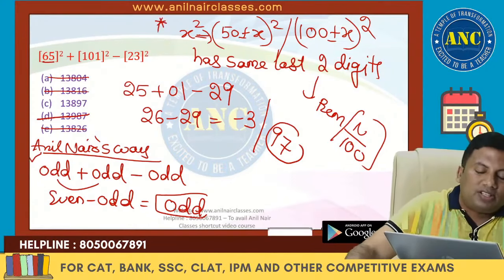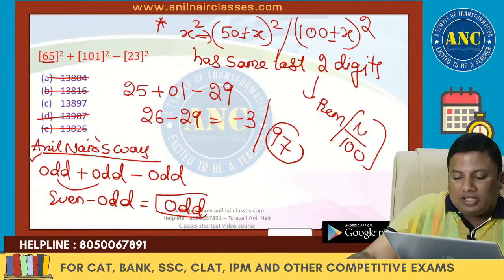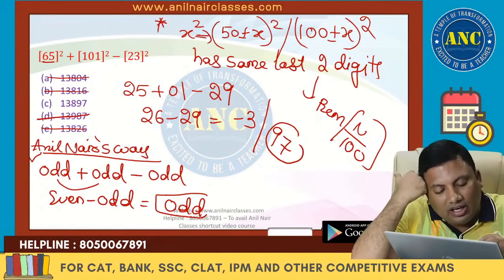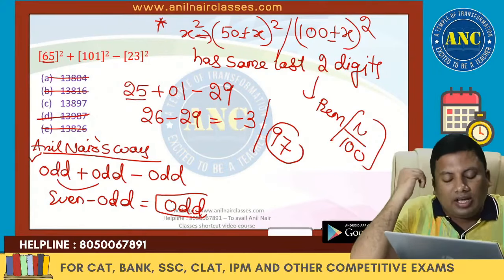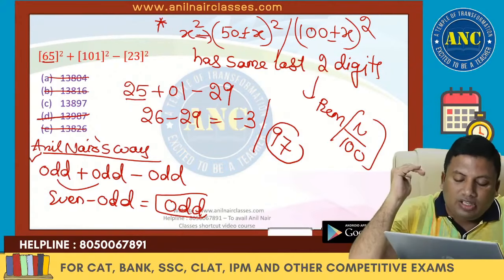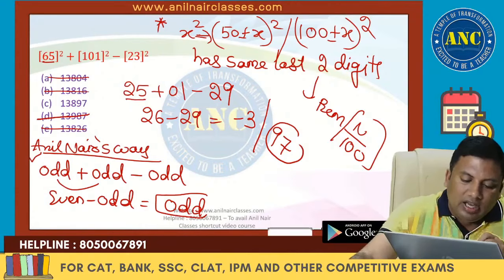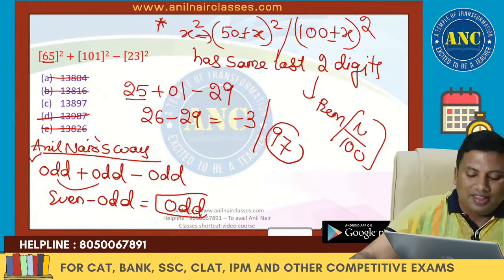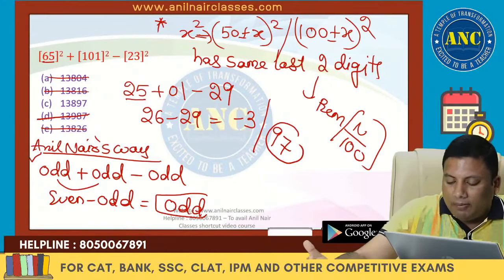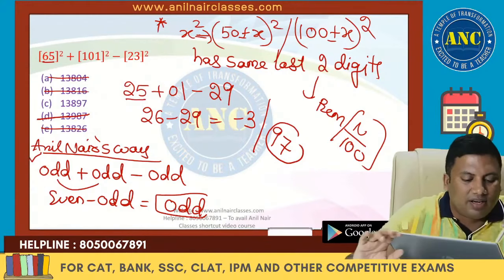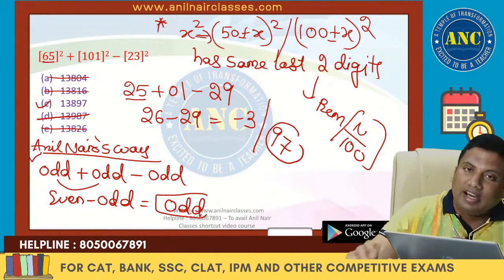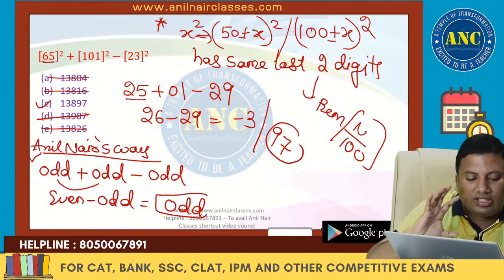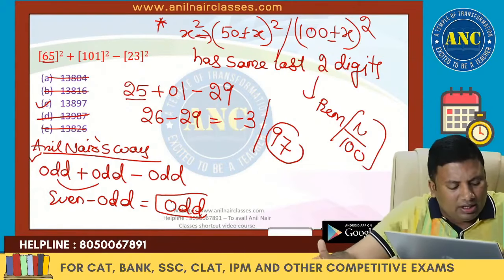x square, (50 plus or minus x) whole square, (100 plus or minus x) whole square has the same last two digits. 65 is 15 more than 50, 15 square is 225. 101 is 1 more than 100, 1 square is 01. 23 square is 529, it is 29. 25 plus 1, 26. 26 minus 29 is minus 3. Negative remainder minus 3; positive remainder it is nothing but 100 minus 3, 97. Only option C is right. I hope it is clear. This is Anil Nair's way of solving the question using the last two digits and number tree logic. You can solve it in many ways.